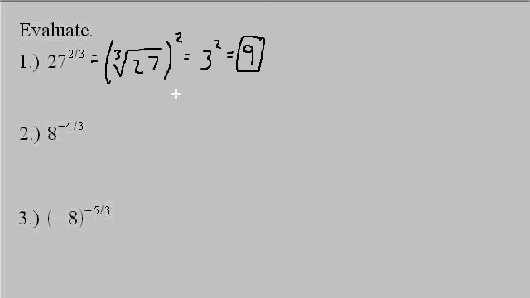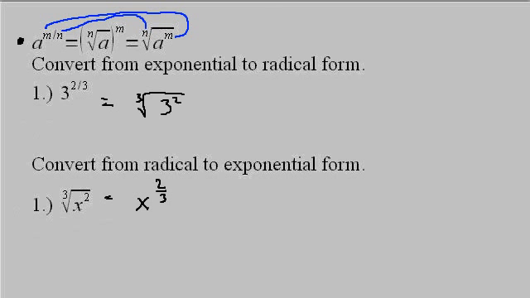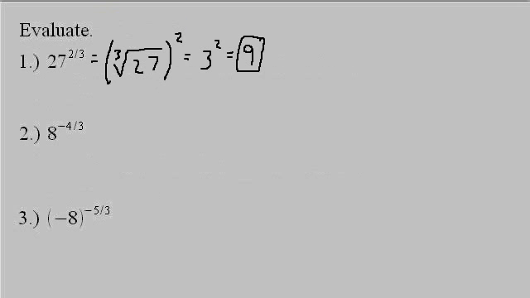Now, let's suppose that instead of going from here to here, we went to this form. We put the numerator of the exponent underneath the radical. Let's just say we did that on this first problem here. Well, that would give me the cube root of 27 squared. So you can see the difference.